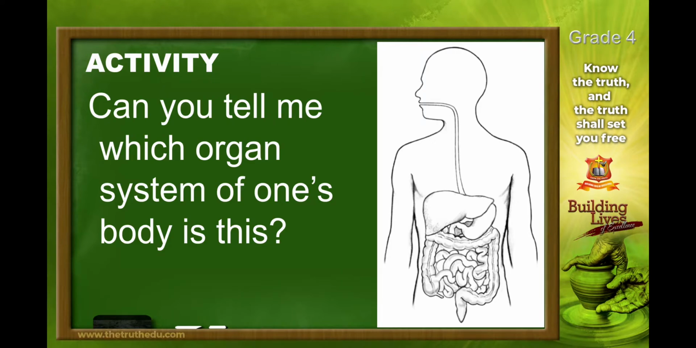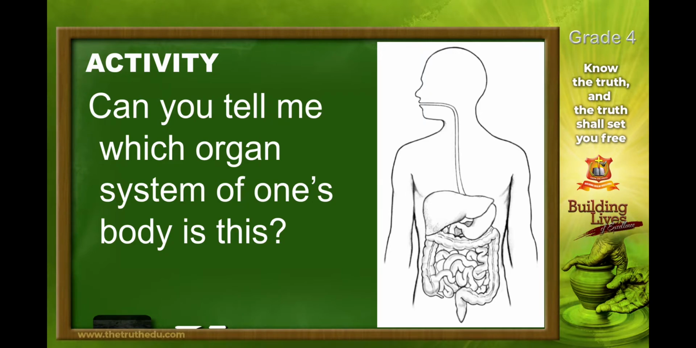Our body is made up of cells. Many cells make up a tissue. Many tissues make up an organ. And many organs make up an organ system. So can you tell me which organ system is this?